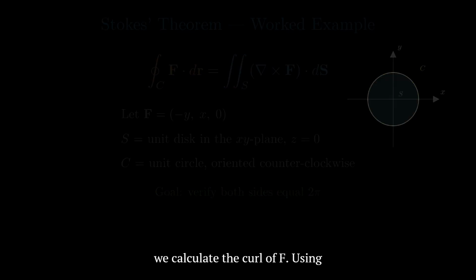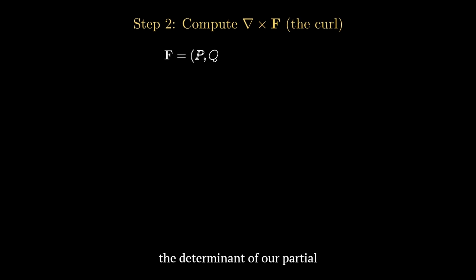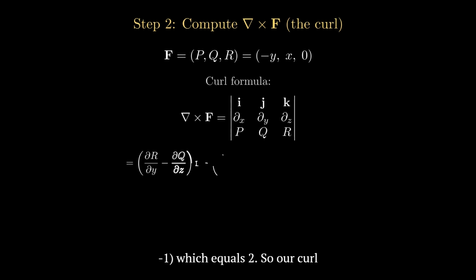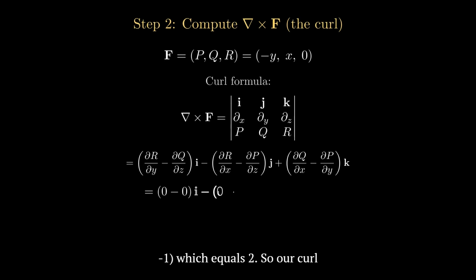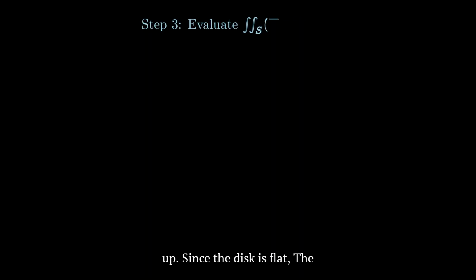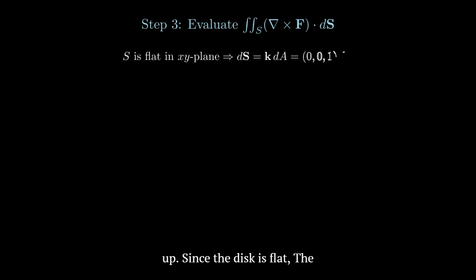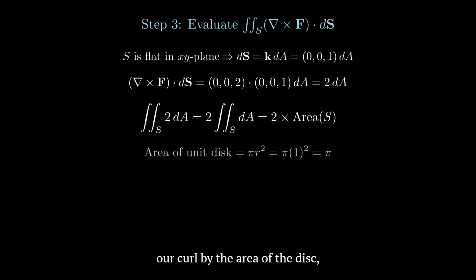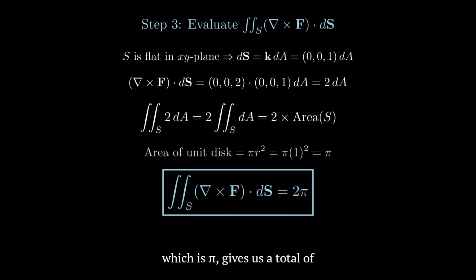First, the surface. We calculate the curl of F. Using the determinant of our partial derivatives, the i and j terms vanish. The k component gives us 1 minus negative 1, which equals 2. So our curl is a constant vector 2k, pointing straight up. Since the disk is flat, the normal vector dS is just k dA. Multiplying our curl by the area of the disk, which is pi, gives us a total of 2 pi.